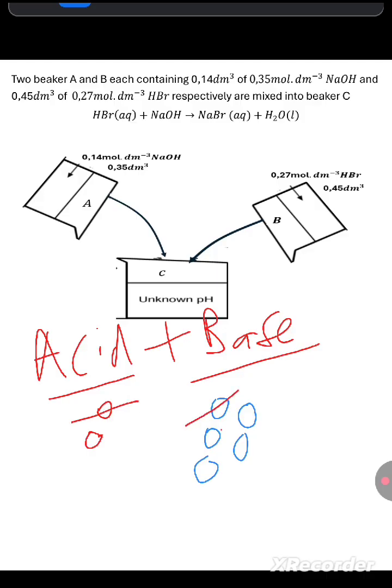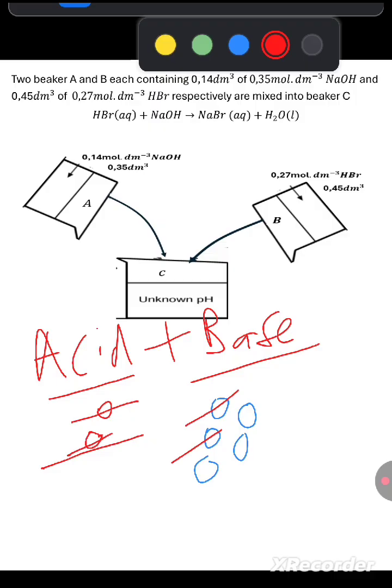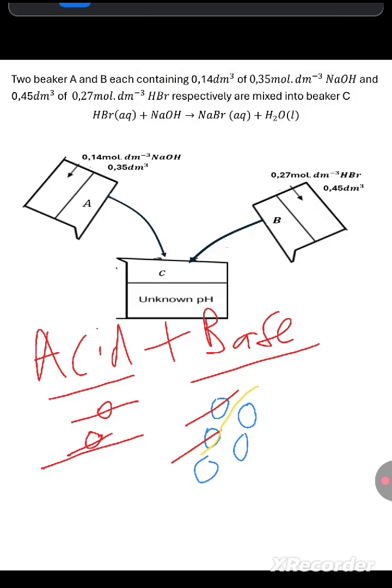will cancel. This mole and this mole here will cancel. That is to say, they neutralize each other. And then you will be left with this 3 number of moles. We can see that the base was more than enough, and because the base was more than enough, these 3 moles of the base will give us the pH, because they will be the ones that are left in the container when a base reacts with an acid.